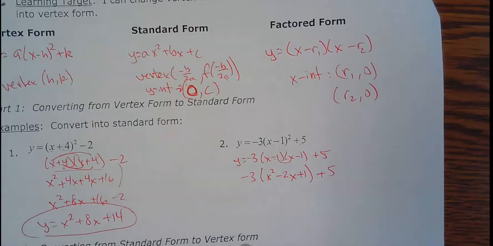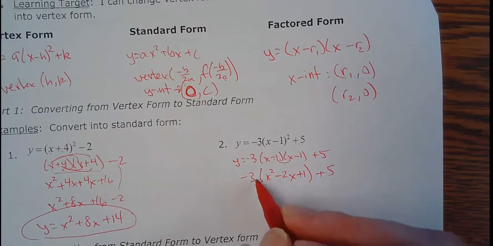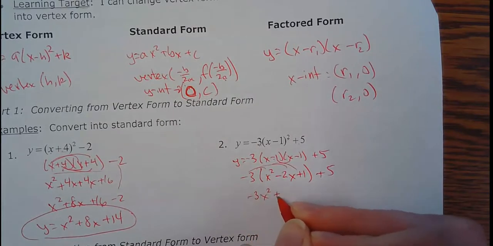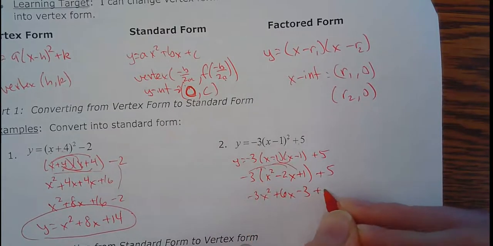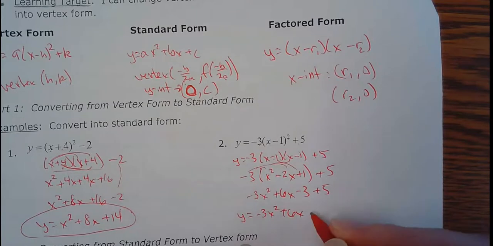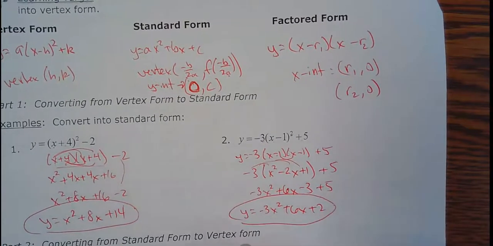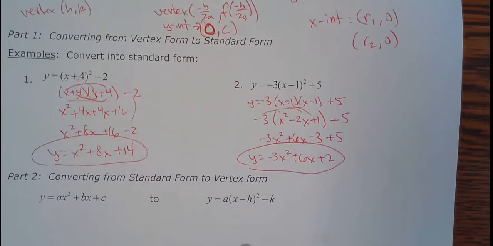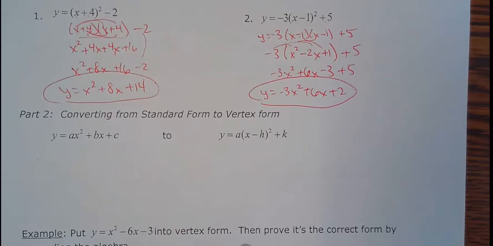Okay, next step would be to distribute the negative 3. Don't add yet, distribute the negative 3 out. So this would be negative 3x squared plus 6x minus 3, plus the 5 on the end. So y would equal negative 3x squared plus 6x plus 2. So that would be that equation in standard form. Now going the opposite direction is a little bit more tough, a little bit more to it.